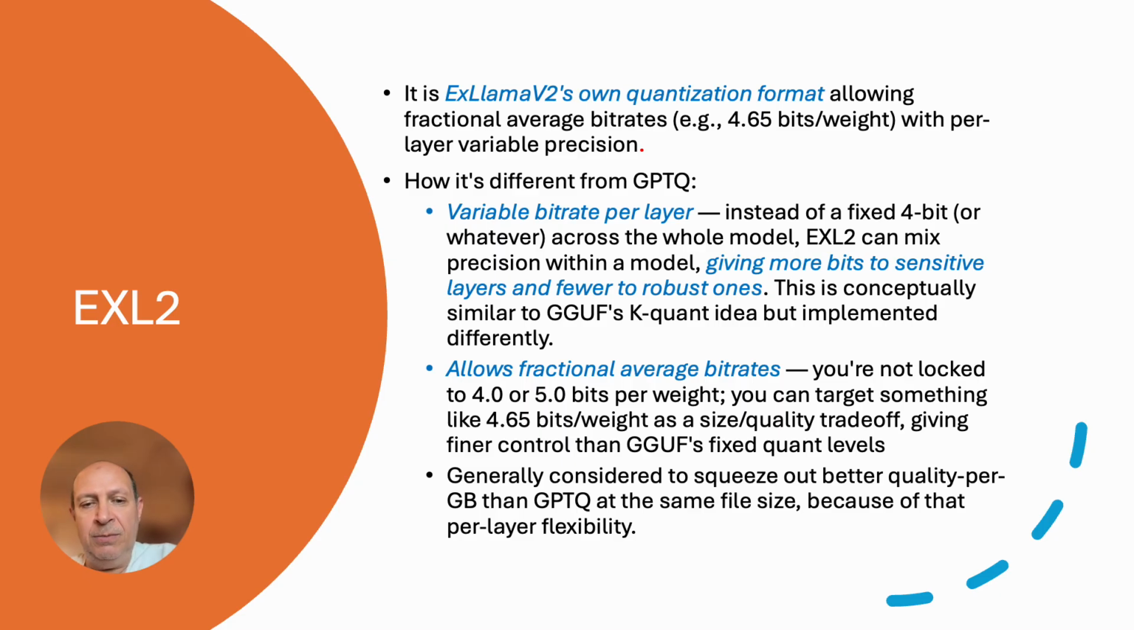How it's different from GPTQ is that it allows variable bit rates per layer. It gives more bits to sensitive layers and fewer to robust ones, and also allows fractional average bit rates. EXL2 is generally considered to squeeze out better quality per gigabyte than GPTQ at the same file size because of that per-layer flexibility.